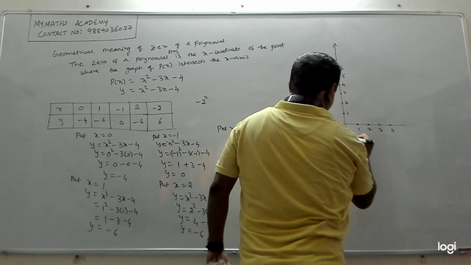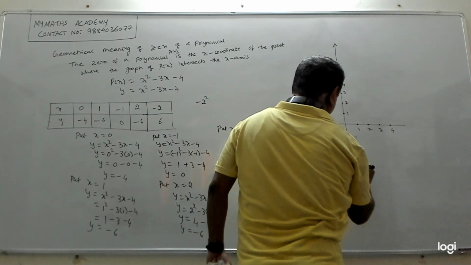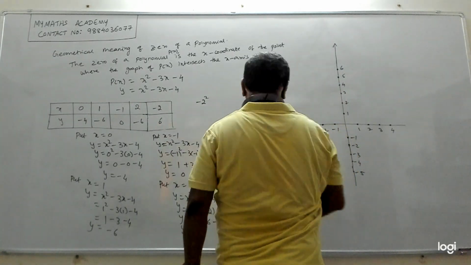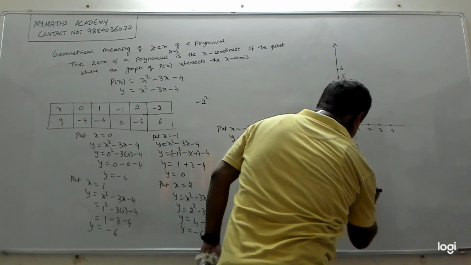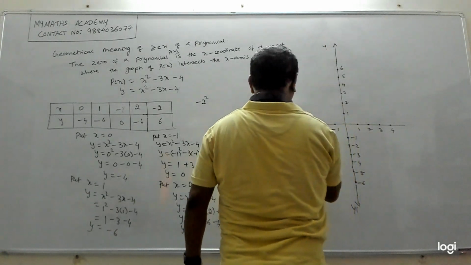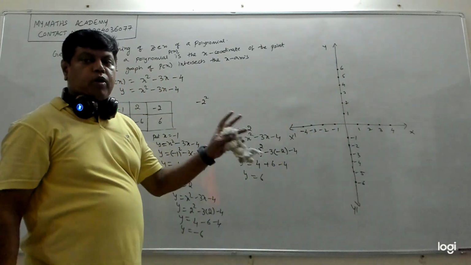So here it is minus 1, minus 2, minus 3, minus 4, minus 5, because it is going till minus 6. So we should at least have till minus 6. This is my negative y. Positive y, negative x-axis, positive x-axis. So we need to plot these points.